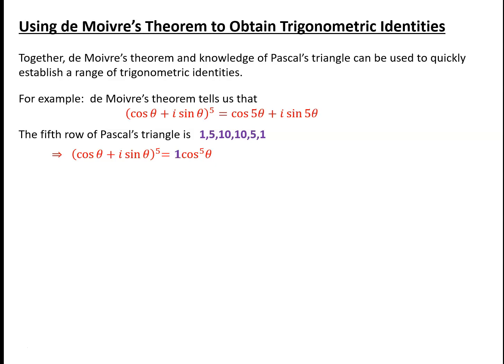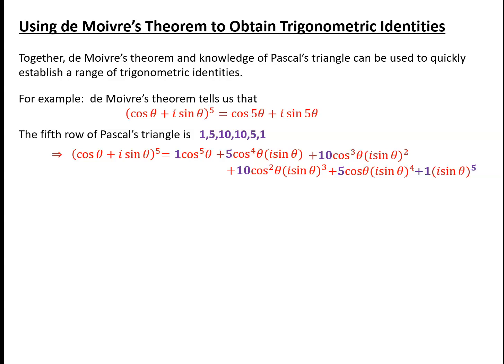So, (cos theta + i sin theta) to the power 5 is going to be one lot of cos theta to the power 5, in other words cos^5 theta, plus 5 lots of cos^4 theta times i sin theta, plus 10 lots of cos cubed theta times (i sin theta) squared, plus 10 lots of cos squared theta times (i sin theta) cubed, plus 5 lots of cos theta times (i sin theta) to the power 4, plus 1 lot of (i sin theta) to the power 5.